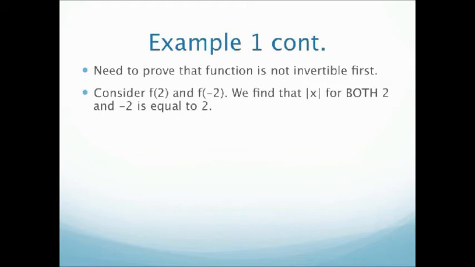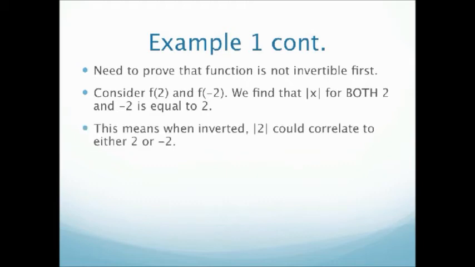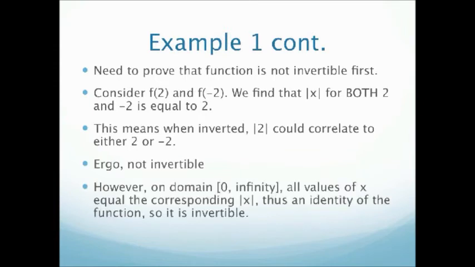Let's consider f of 2 and f of negative 2. We find that the absolute value of x is 2 for both of those values, because they would both equal 2. So that means that when this is inverted, when the function of y equals 2, it could correlate to either 2 or negative 2. Ergo, not invertible. However, on the domain from 0 to infinity, all values of x equal the corresponding x, thus this becomes an identity function, so it is in fact invertible.